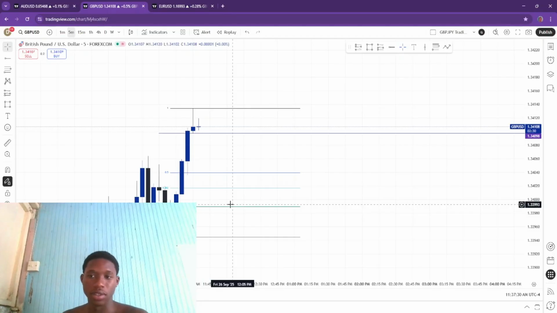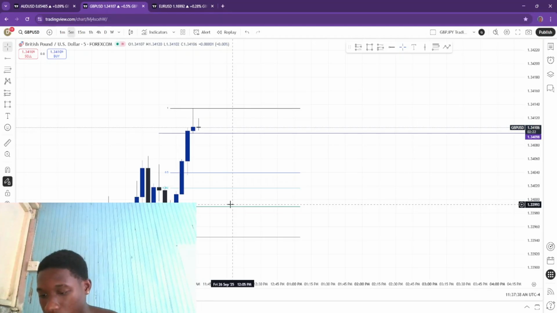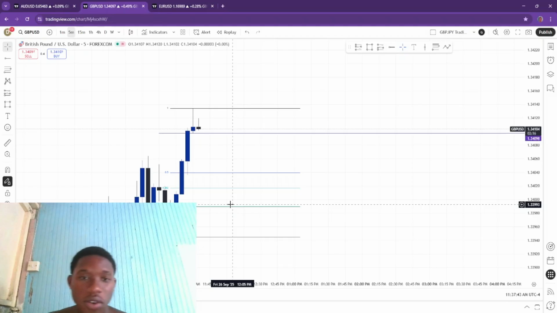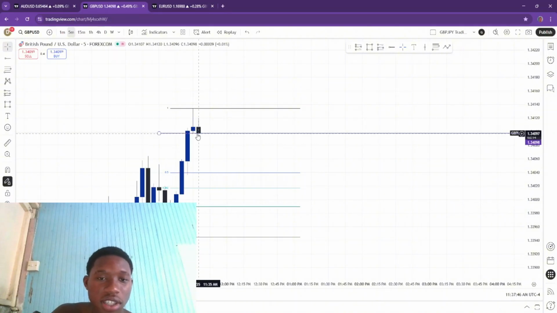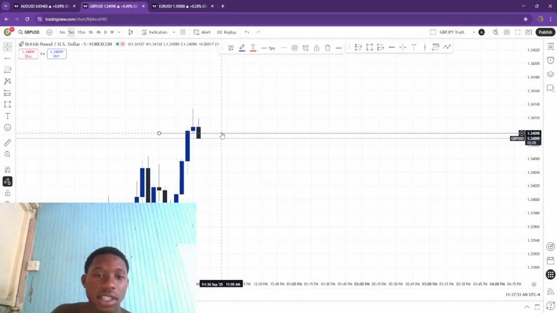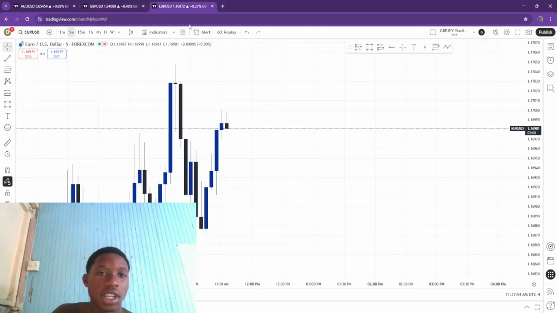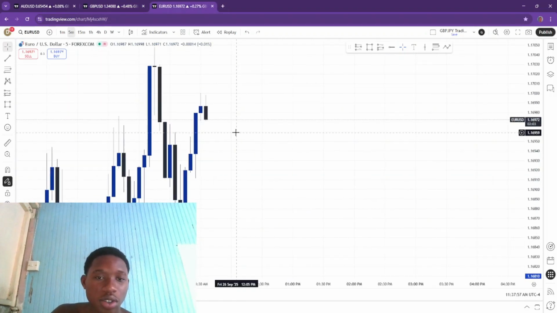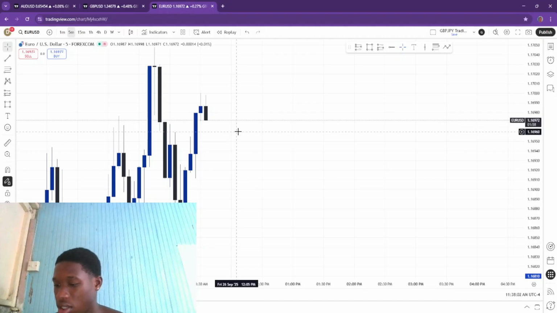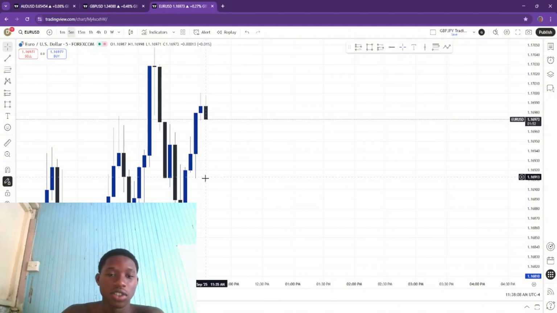Price is definitely due for a correction right now. Okay, it went too deep. It touched our FVG, so that trade is invalidated. GBP USD invalidated. It's not a good trade. We're not going to take that. That's a trap. Euro USD also touched its FVG, so we're not going to take it.